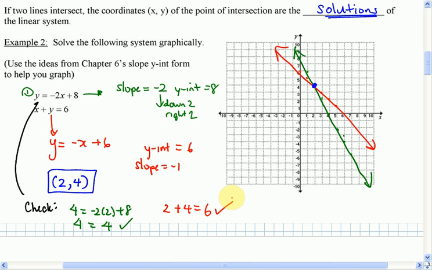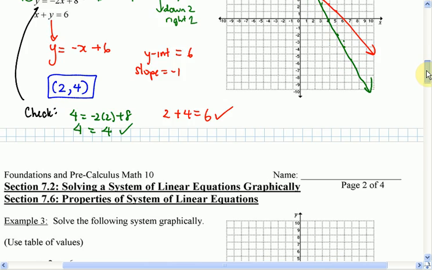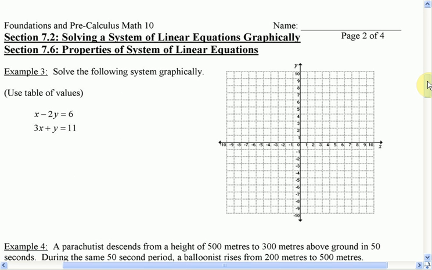Okay? And that's pretty much it. This is the main idea of this section. So if you can graph lines and you can find out where they cross, life is good. So you try example number 3 on your own. Okay? I will ask you to stop the video, and I want you to try it on your own first. And once you're done, come back to the video and actually take a look to see if your answer is correct. Okay? Go now.